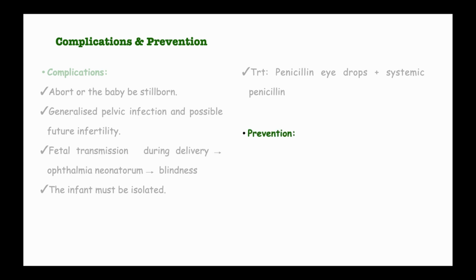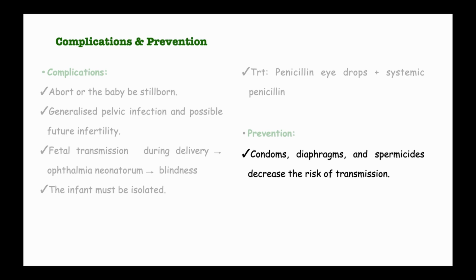Now, how do we prevent this? We need to reduce the number of sexual contacts. Then we also need to use condoms, diaphragms, as well as spermicides, to decrease the transmission of the infection from one partner to the other.